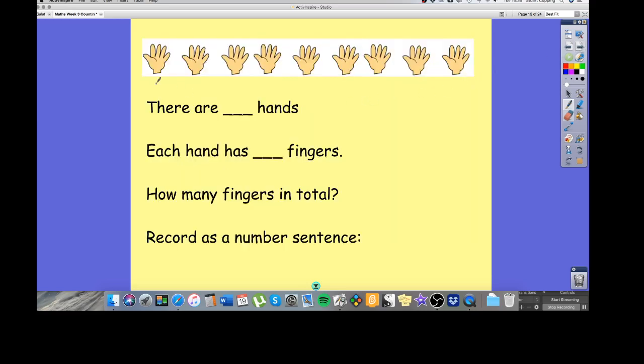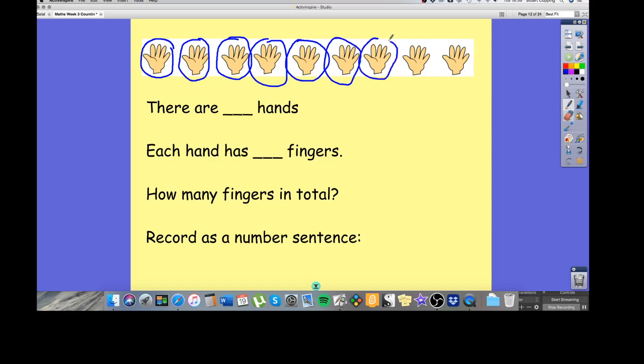So here we've got some hands. Now, unless you're a bit odd, you've got 4 fingers and a thumb, so 5 digits on one hand. How many groups? How many hands are there? So we'll do the same again. 1, 2, 3, 4, 5, 6, 7, 8, 9. So there are 9 hands. Each hand has how many fingers? Well, 1, 2, 3, 4, 5 fingers. So how many fingers are there in total? Record as a number sentence.